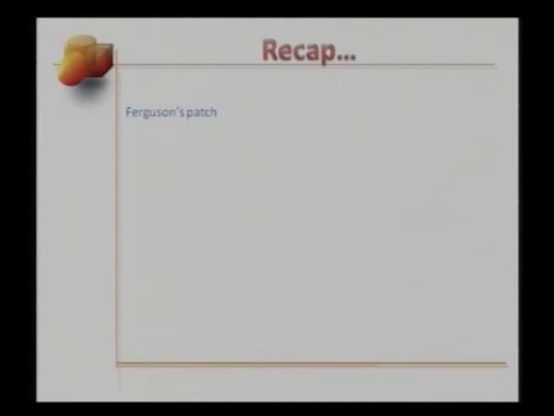We have been discussing different models of surface patches. Just a little recap on what we did last time. We studied Ferguson's patch in quite some detail.